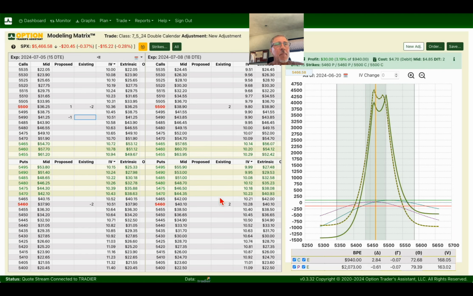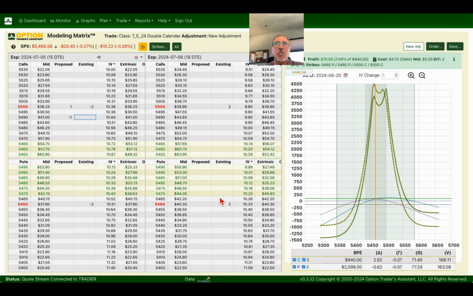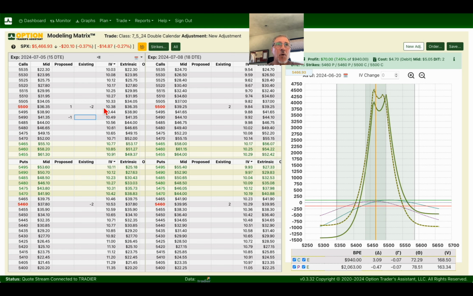Okay, everyone, so I'm going to make one other minor little adjustment here. This is in the double calendar. It's moving along just fine. And as you recall, I have a GTC order floating out there to thin out one double calendar. I'm going to leave that order in place. I am not canceling that order.